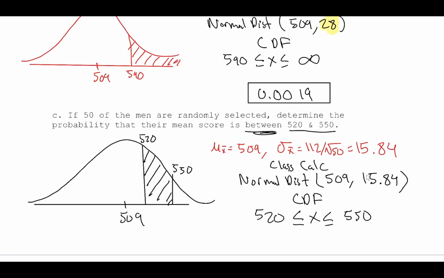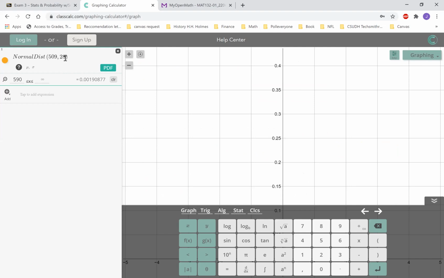Any question on the lower bound, the upper bound, or why my standard deviation changed to 15.84? Right, so let's go ahead and do this in class calc. If you look in class calc, I'm going to change this from 28 to 15.84, and you should change that to 520 to 550.